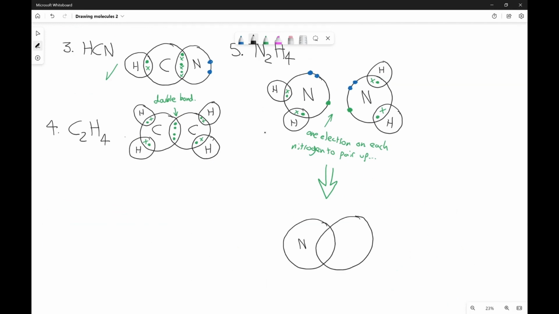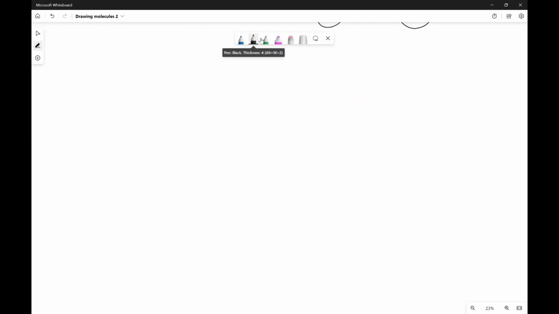So let's draw the molecule out to finish with. So you've got 2 hydrogens on each. You've got a bonded pair of electrons, and you've got a lone pair of electrons on each nitrogen. They often ask that to catch you out.